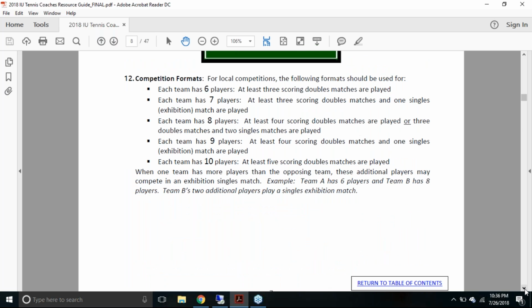For local competitions, the following formats should be used. If each team has 6 players, at least 3 scoring doubles matches are played. If a team has 7 players, at least 3 scoring doubles matches and 1 singles exhibition match are played. If each team has 8 players, at least 4 scoring doubles matches are played, or 3 doubles matches and 2 singles. If each team has 9, 4 scoring doubles matches and 1 singles match are played. And then if each team has 10 players, at least 5 scoring doubles matches are played. When one team has more players than the opposing team, these additional players may compete in an exhibition singles match.